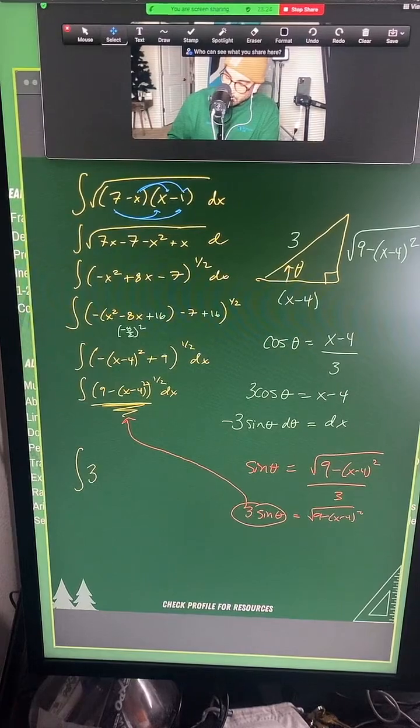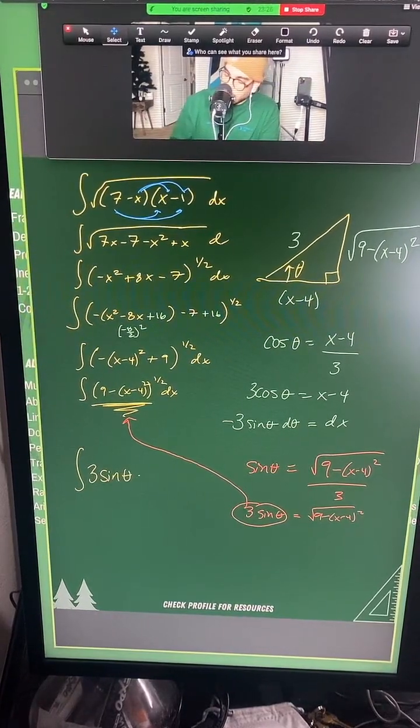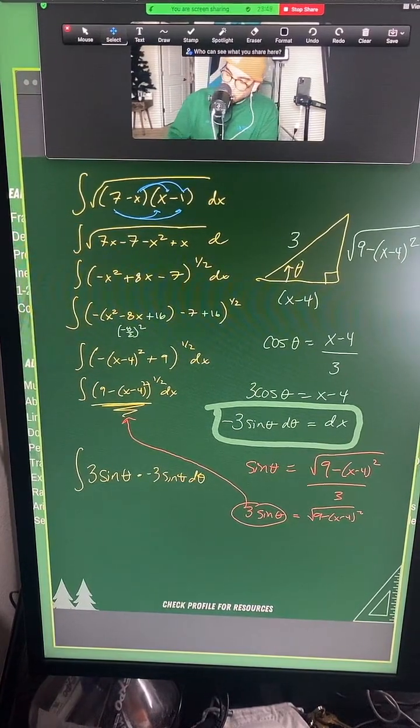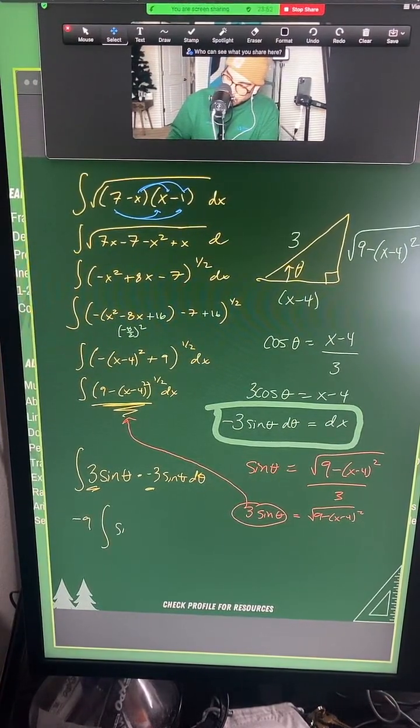So I'm going to have 3 sine theta times, what's my dx? Let me go ahead and highlight that in green. It is that value right there, negative 3 sine theta d theta. So times negative 3 sine theta d theta. And now if I multiply the 3 and the negative 3, I get negative 9 times the integral of sine squared theta d theta.